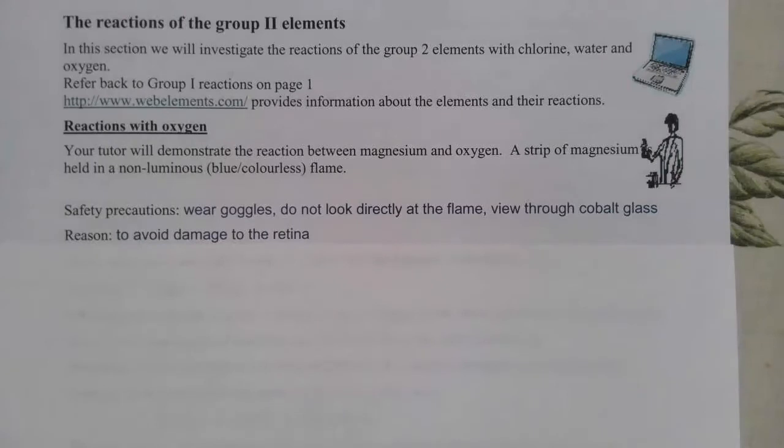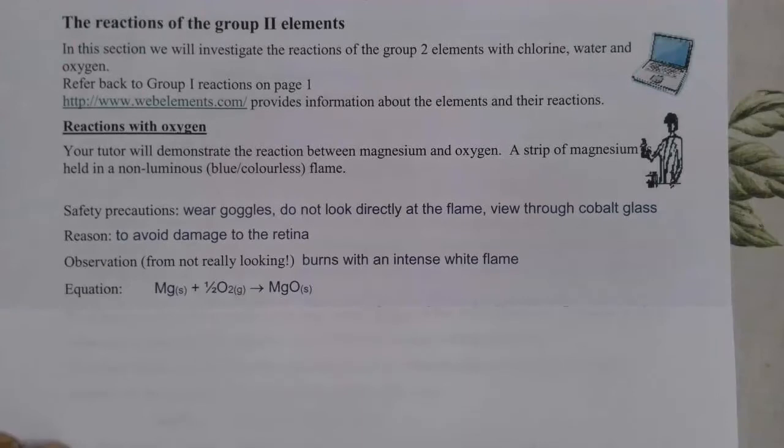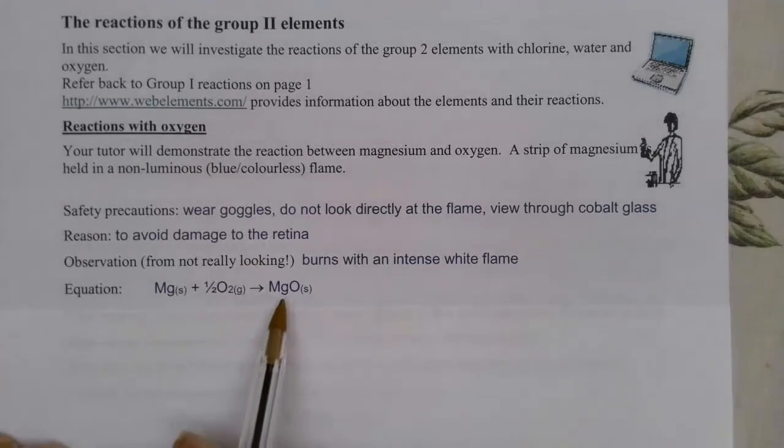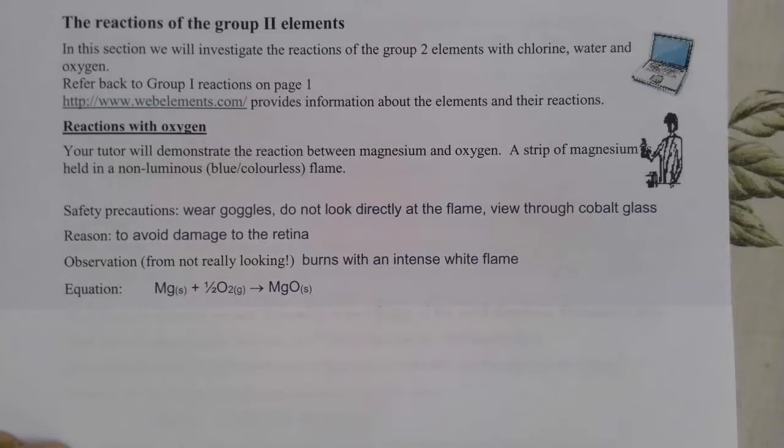All group 1s react with oxygen. When we demonstrate the reaction of magnesium with oxygen, we need to be very careful to avoid any damage to your retina, which is why we look through cobalt glass. It burns with oxygen to form magnesium oxide solid. And this magnesium oxide is pretty insoluble in water. It will dissolve slightly in water to make an alkali solution.